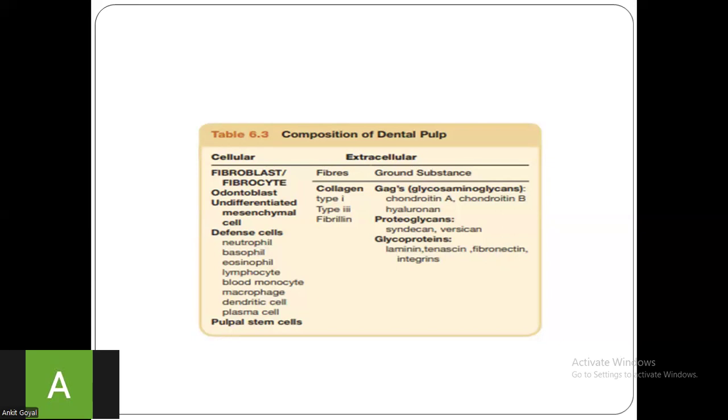Mainly two types of fibers are found, collagen type 1 and collagen type 3. And in the extracellular ground substance, there are chondroitin A, chondroitin B, and hyaluronate. In proteoglycans, mainly two types are found, syndecan and versican. Now in glycoproteins, there are laminin, tenascin, fibronectins, and integrins.